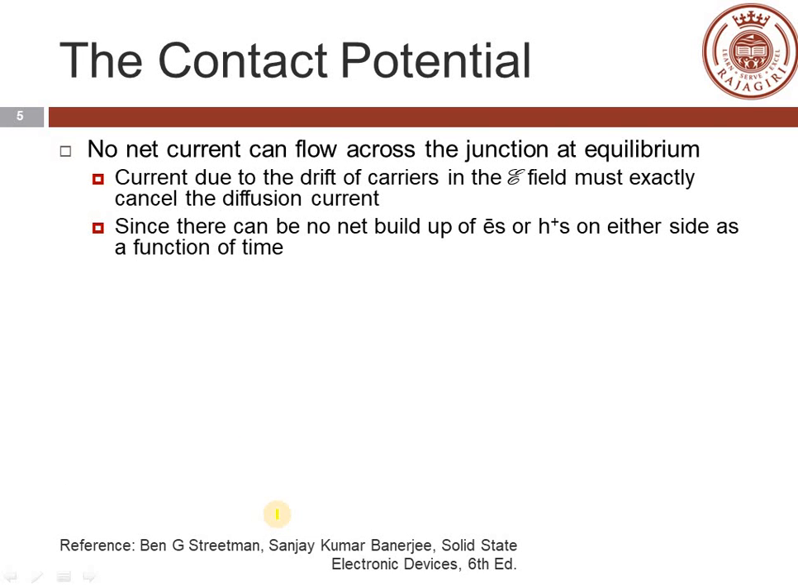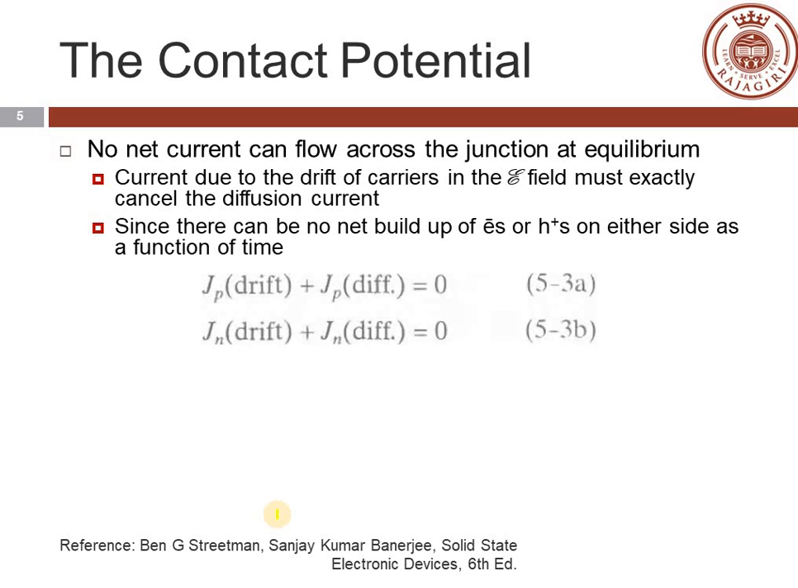No net current can flow across the junction at equilibrium. Current due to the drift of carriers in the electric field must exactly cancel the diffusion current. That's at equilibrium: diffusion current will cancel drift current. Their directions are different, but the magnitude is the same, since there can be no net buildup of electrons or holes on either side as a function of time. So at equilibrium, we can write Jp drift plus Jp diffusion is equal to 0. Similarly, Jn drift plus Jn diffusion is also equal to 0.